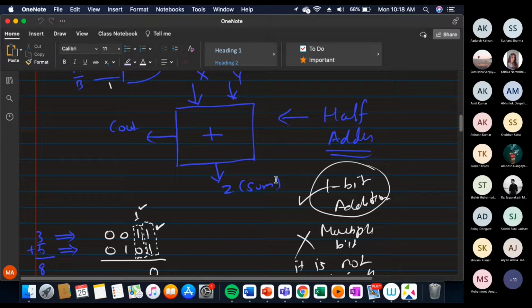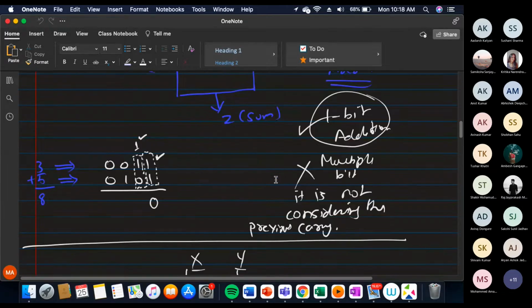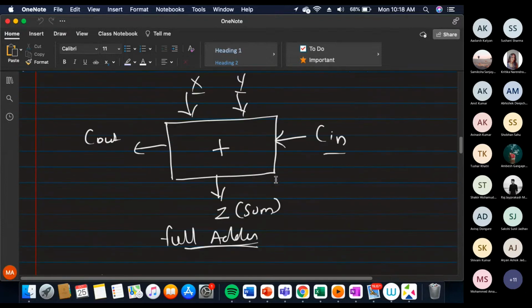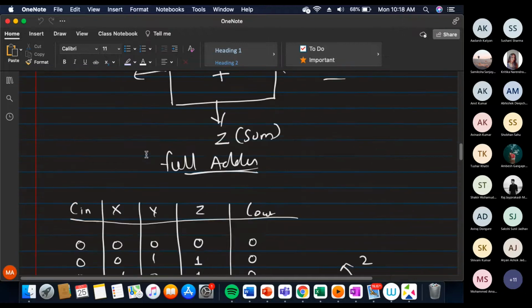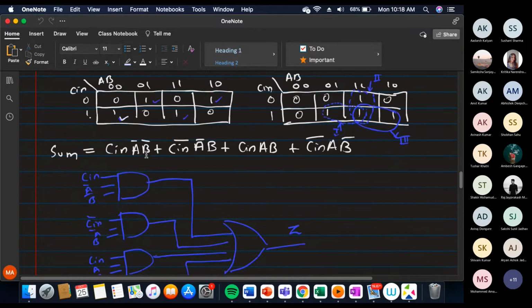In order to solve this problem, another circuit was formed, called the full adder. In a full adder, we have three inputs: x and y, and apart from that another input, which is the previous carry. These generate two outputs, one is the sum and the other is the cout. Is that clear? Yes, sir.